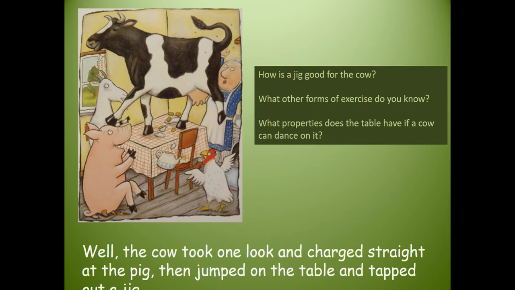Well, the cow took one look and charged straight at the pig, then jumped on the table and tapped out a jig. How is a jig good for the cow? What other forms of exercise do you know? And what properties does the table have if a cow can dance on it? Talk about these questions with the person you're doing your home learning with and pause the video here.